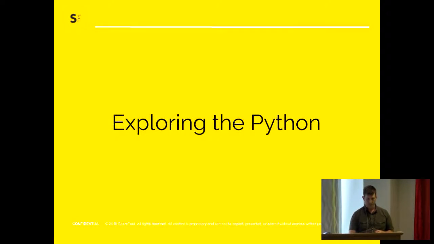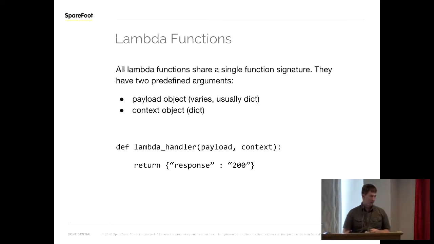Okay, so now we're going to explore the Python side of it. They all share a single function definition where you have two signatures. The first is your payload object. Second is your context object. The payload object can be anything that's really up to you to define, unless you're connecting plumbing from Amazon, it's going to be whatever they pass you, and usually it's JSON. This is the very simplest, I guess, Lambda I could come up with: just return the response. Don't even look at it.